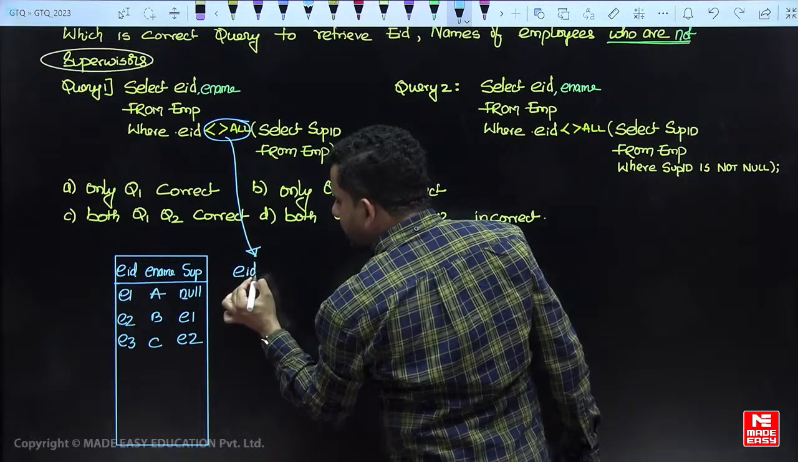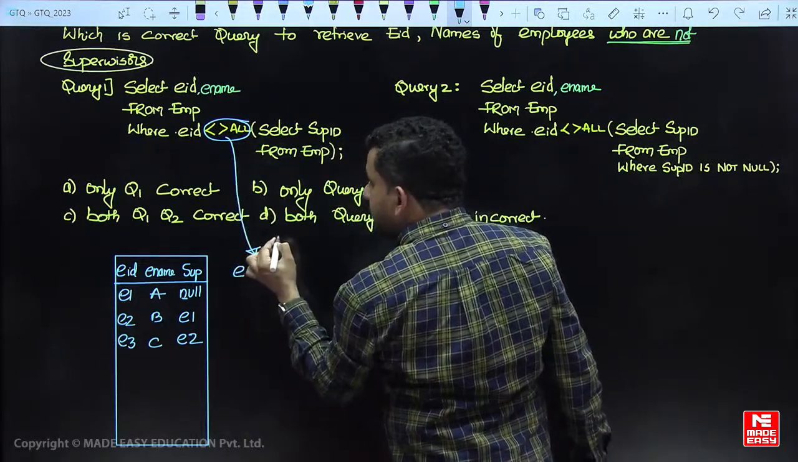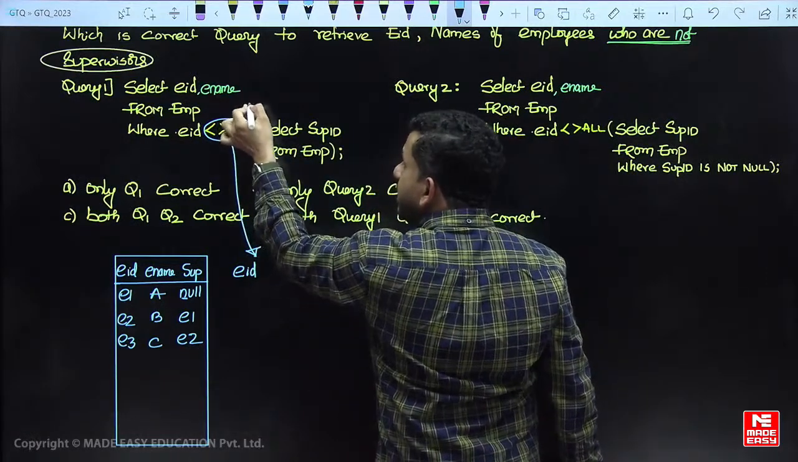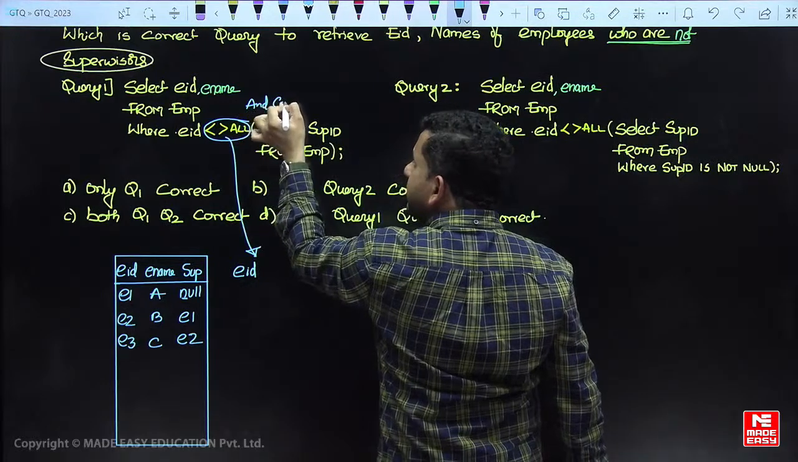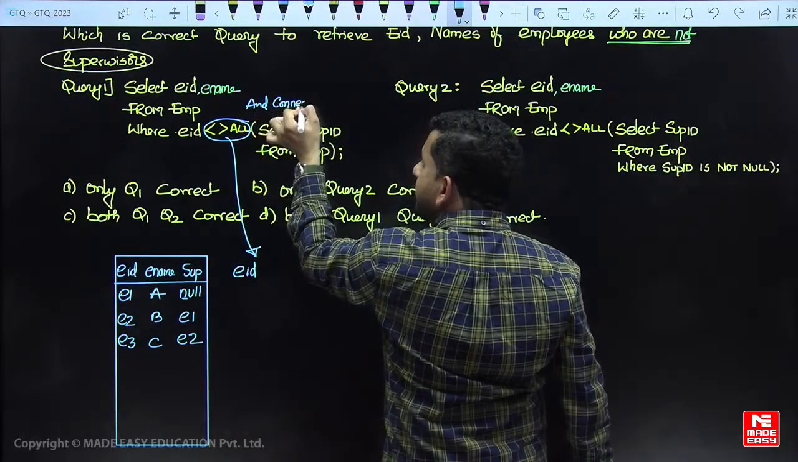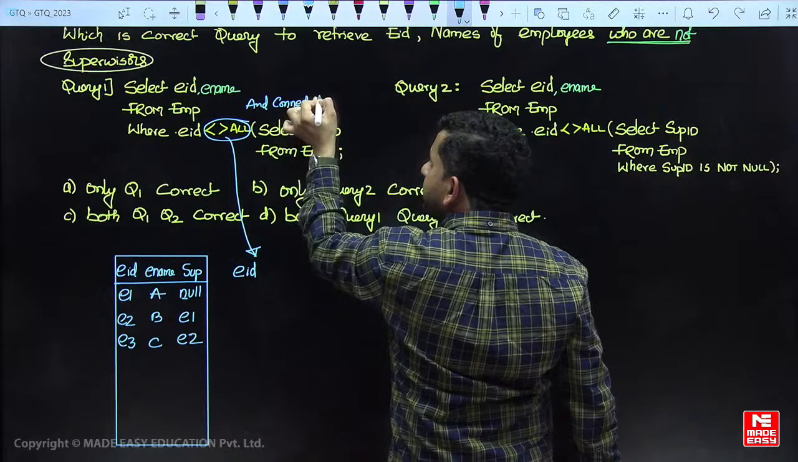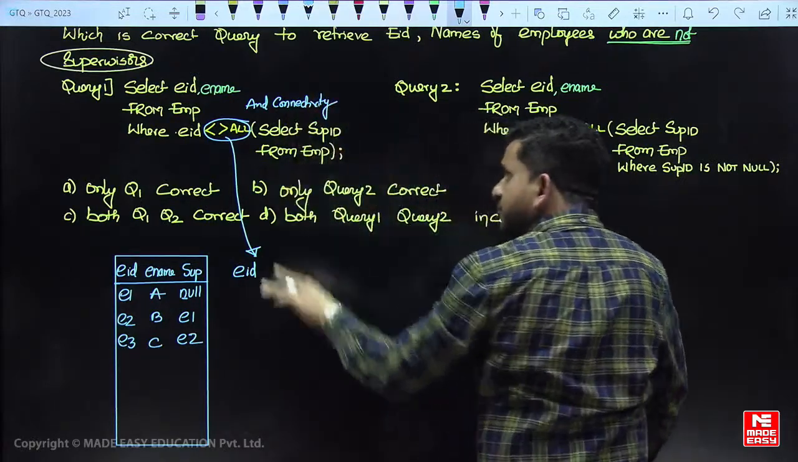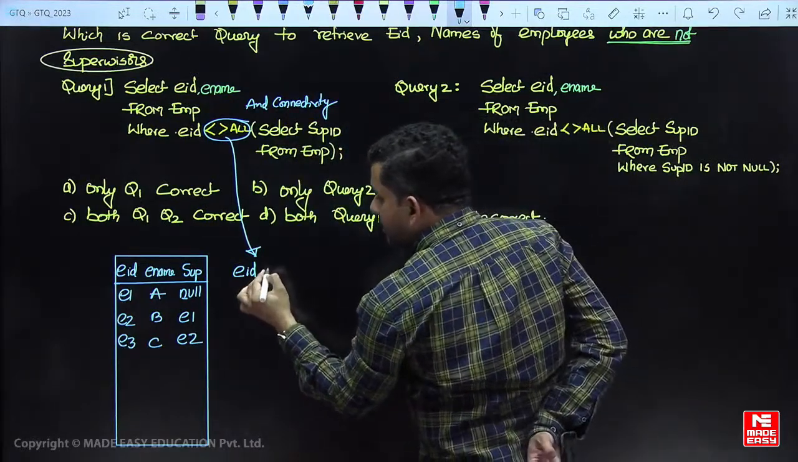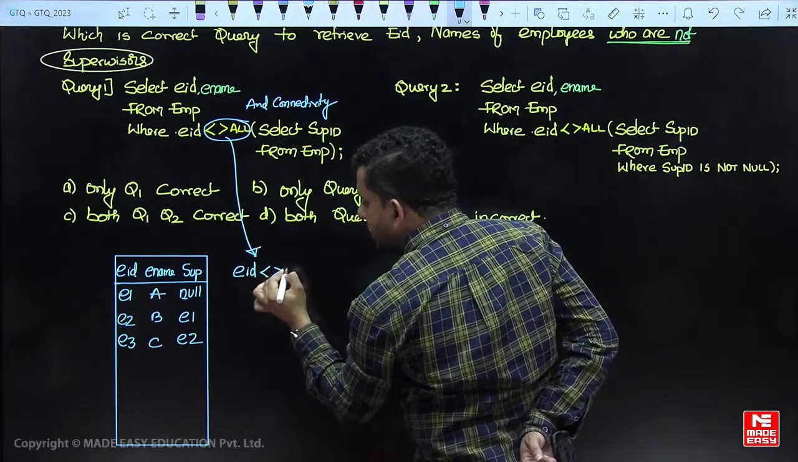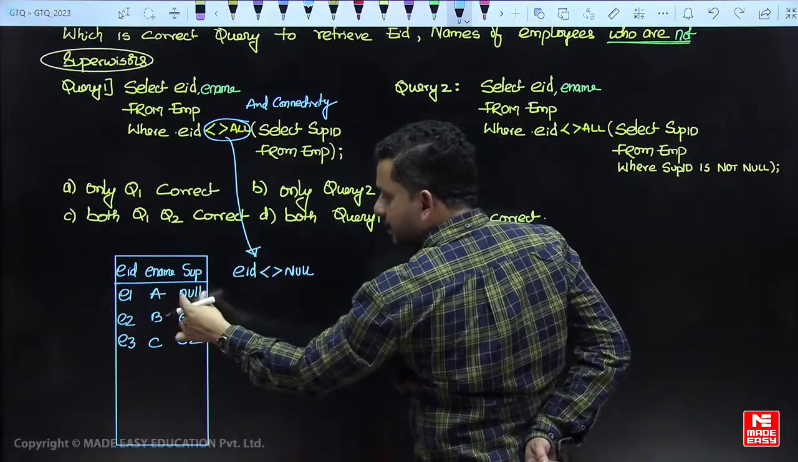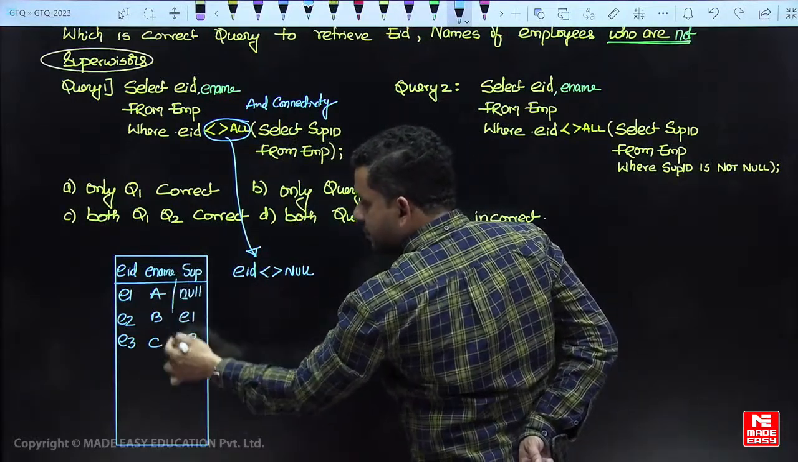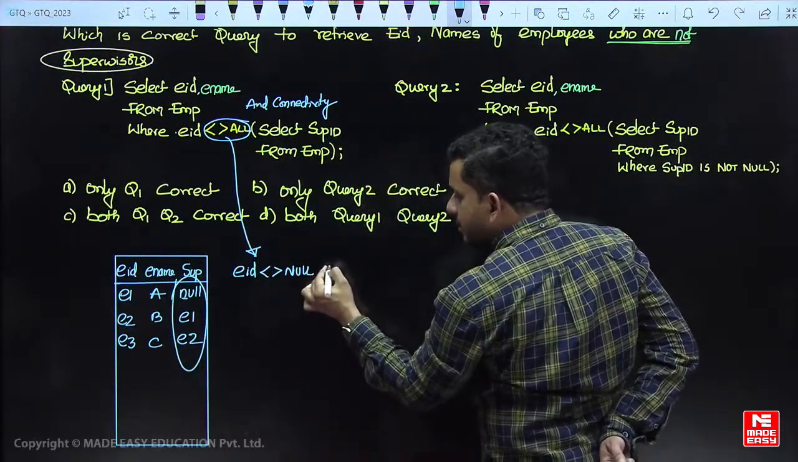Okay, so EID not equal to ALL is an AND comparison, an AND connectivity, for all the values of the subquery. That means it is logically equal to EID not equal to null, because null is also one of the values over the attribute supervisor ID.